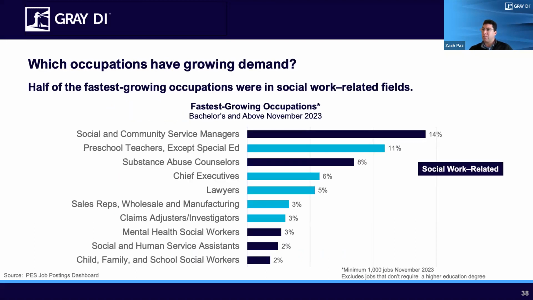Some of the fastest growing occupations, though. Even though we're seeing a decline overall, there are occupations that are growing. Here's a look at bachelor's and above related occupations: social and community service managers, preschool teachers, substance abuse counselors, and actually executive level is growing. If we think about baby boomers retiring, there might be that need for executive level jobs, right? So this could be an indication of that. Some of the other things we noticed: 5 of the top 10, so half of the programs, are social work related.